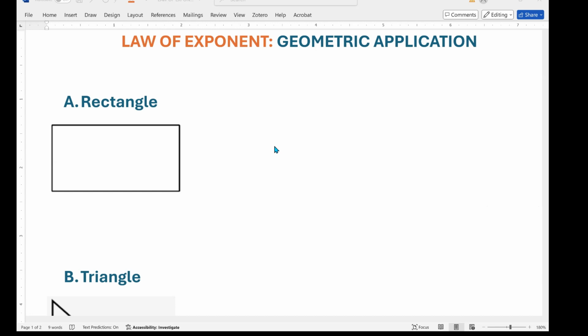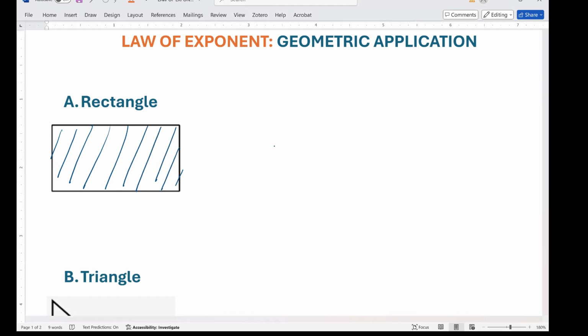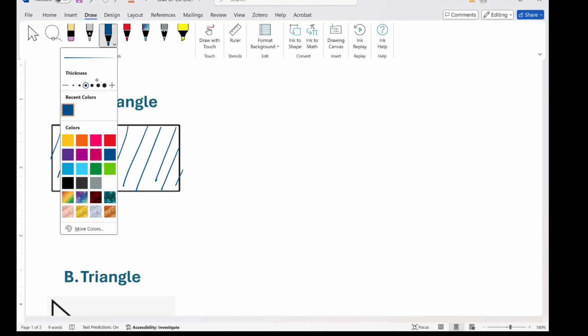Area. By definition, area is a space enclosed by the boundary, okay? So, in this shape here, rectangle, the area is inside the boundary. That's the area, okay? Now, let's talk about the formula for the area. Let's draw it, okay? Here we go. Or write the formula.